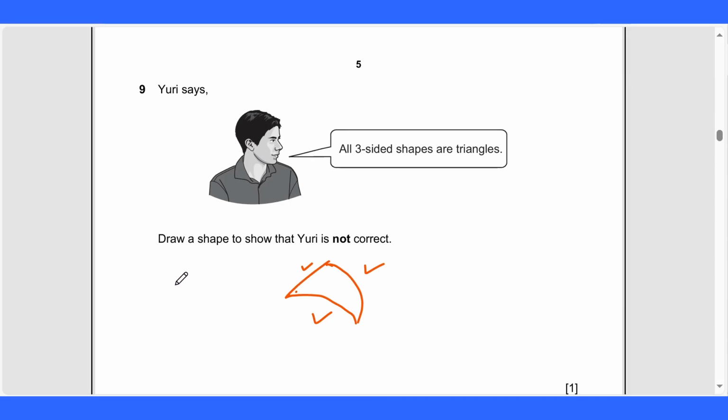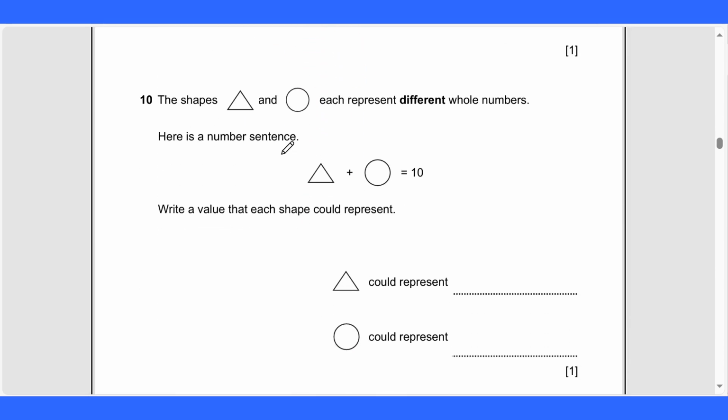Let's move on. Number 10. The shapes triangle and circle each represent different whole numbers. Here is a number sentence. Triangle plus circle equals 10. Write a value that each shape could represent. Triangle could represent what and circle could represent what?